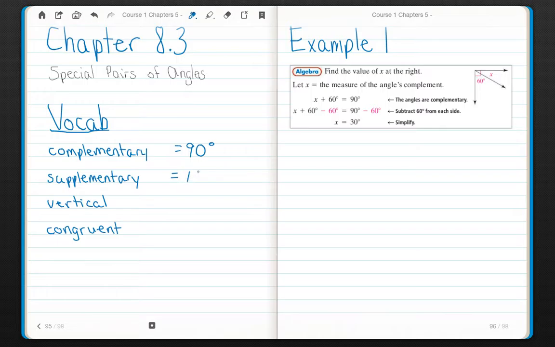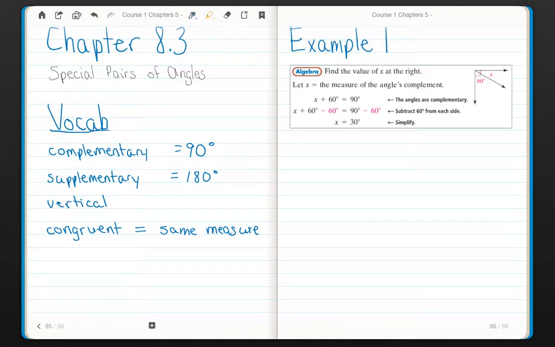Supplementary angles equal 180 degrees when you add them together. So either both angles will be right angles, or one angle will be obtuse and the other will be acute. I'm going to skip vertical for a minute and come back to it. Congruent angles are angles with the same measure. So if 2 angles both have a measure of 30 degrees, they are considered congruent. They have the same measure.